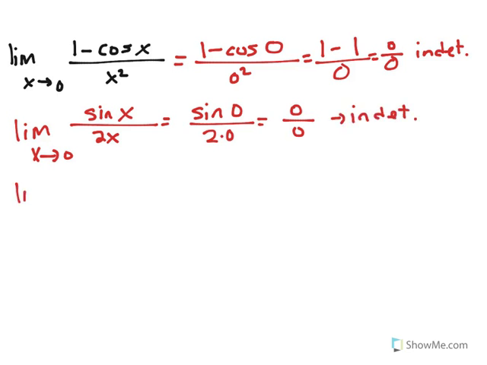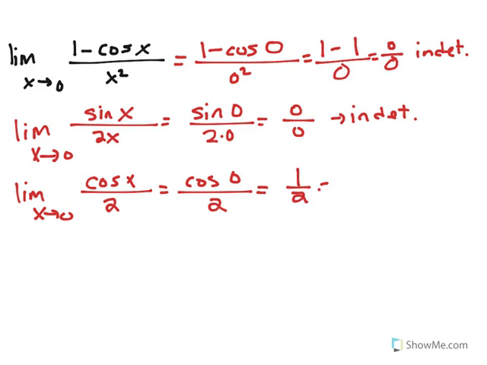That means I can take the derivative again of the top and bottom, and hopefully I get an answer. Derivative of sine of x is cosine of x. Derivative of 2x is 2. Let's fill it in. Cosine of 0 over 2, which equals 1 over 2, and that's our limit. That means on the original function, as x approached 0, the original function approached 1/2. It probably had a hole in the graph at that point.